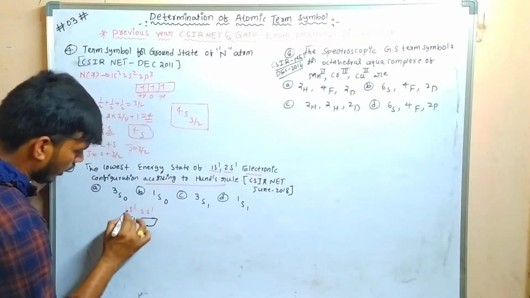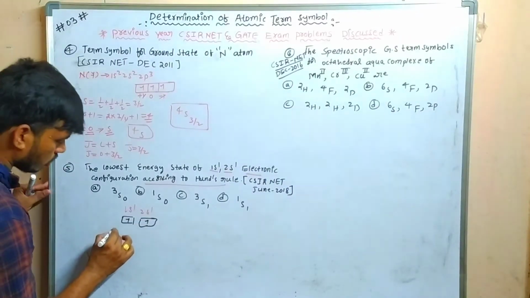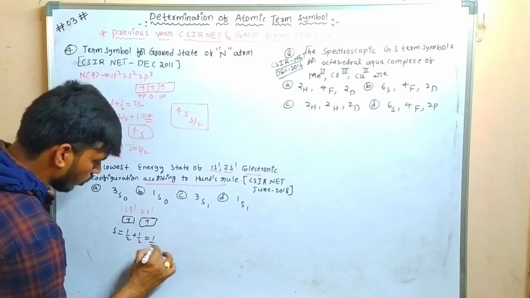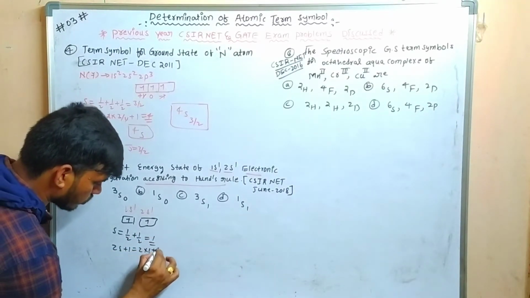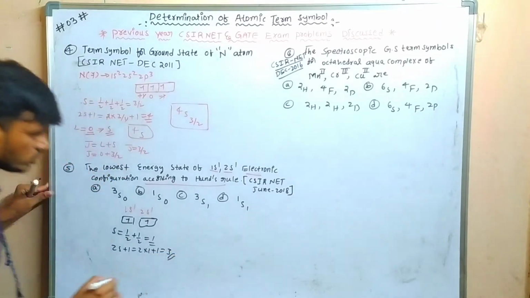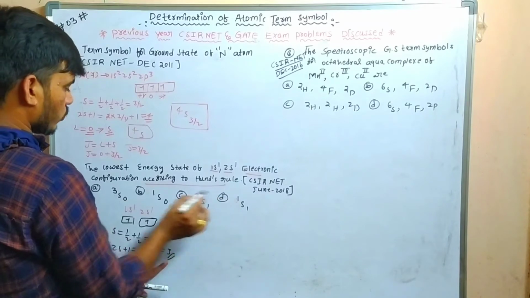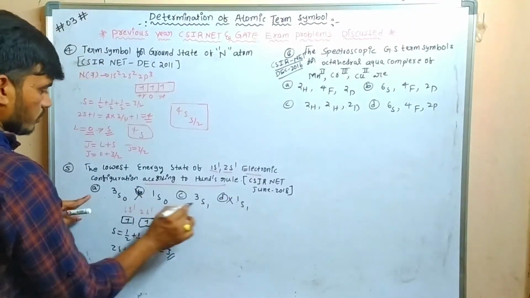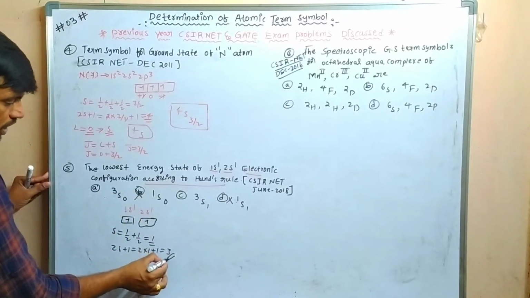So the 1s orbital has 1 electron, and the 2s orbital has 1 electron. So spin is equal to 1/2 plus 1/2 is equal to 1. The spin multiplicity value 2S plus 1 is 2 into 1 plus 1, which is 3. So the spin multiplicity value is 3. In two of the options the spin multiplicity value is 1, so these two options are wrong. But which of the other two is correct? Here the spin multiplicity value is 3.